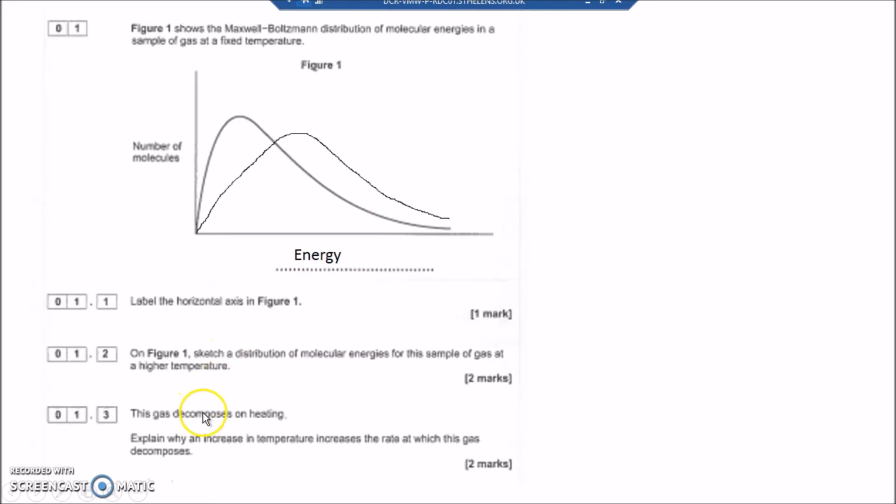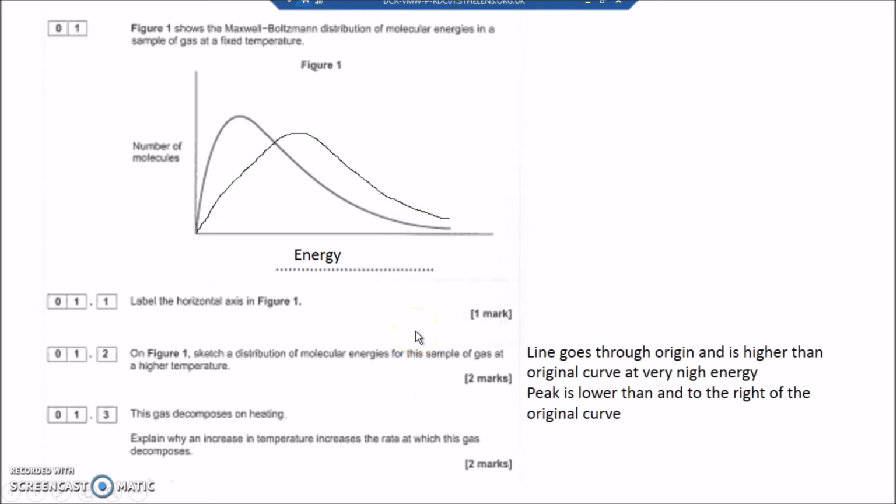The gas decomposed on heating. Explain why an increase in temperature increases the rate at which this gas decomposes, because as you increase the temperature, then more particles have more energy, and more particles therefore have the required energy, which is called the activation energy.